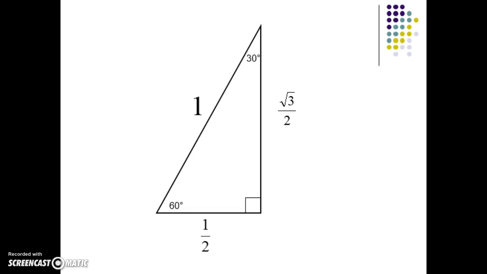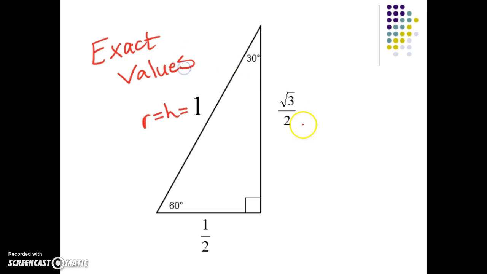Now we're going to talk about our exact values, because we have a radius of 1, which is our hypotenuse. Our radius is our hypotenuse because we're going to be in the plane, and we're looking for our exact values on our 30, 60, 90 right triangles. We're going to start with our 30-degree angle. We're going to work exclusively right now with our 30-degree angle.